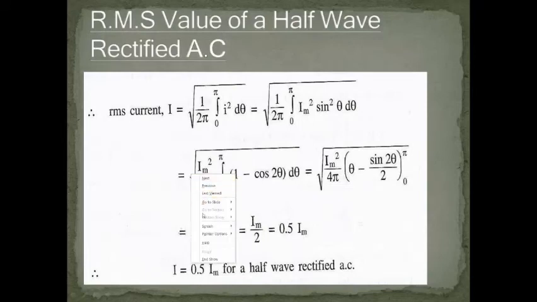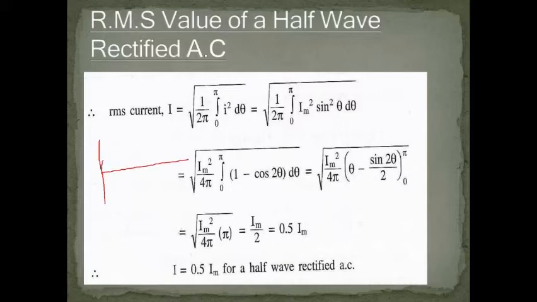Now we will go for the RMS value of a half-wave rectifier. We all know that in a half-wave rectifier only the positive peak occurs and the negative peak is 0. Up to 2 pi it is 0, and after 2 pi to 3 pi the magnitude occurs. So while finding the RMS value, we consider only a single cycle, a complete cycle.